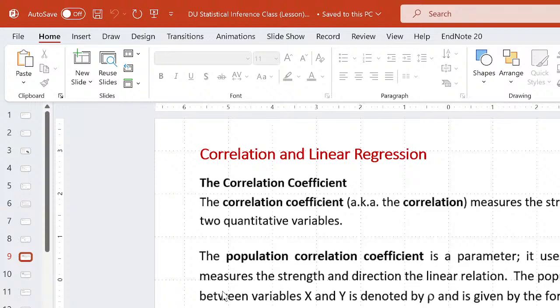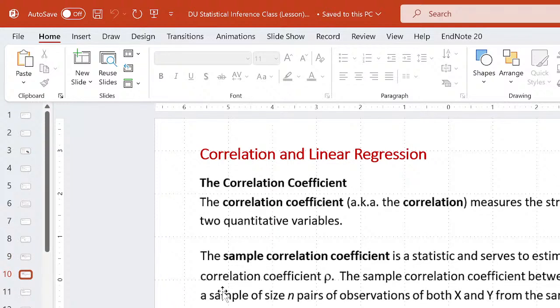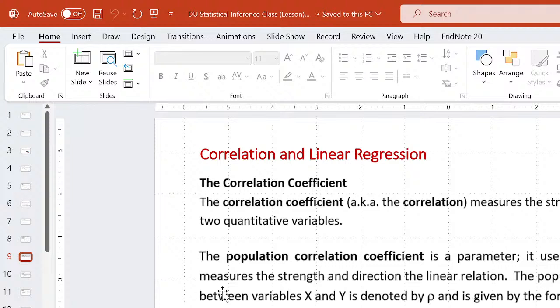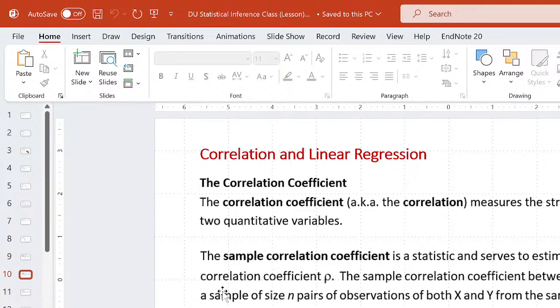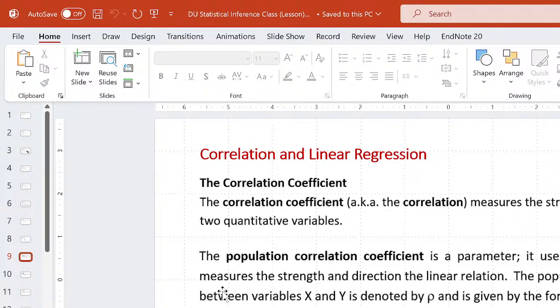Okay? It's a sample mean, sample standard deviation. And we calculate the z-scores, and we multiply them together and add them all up and divide by your traditional n minus 1. That's little r. And you're not going to have to do that by hand. No. Nope. But correlation makes no distinction between which is the explanatory variable and which is the response variable.